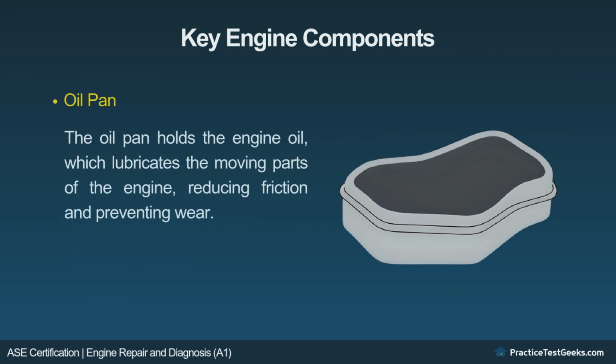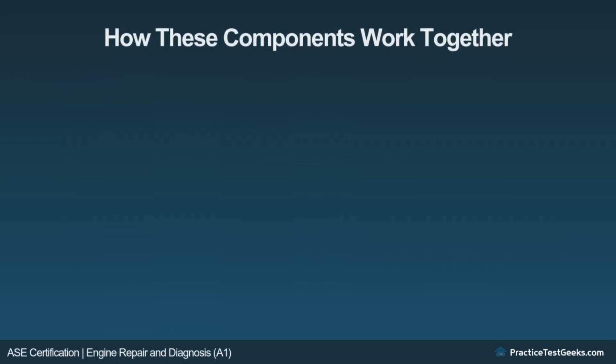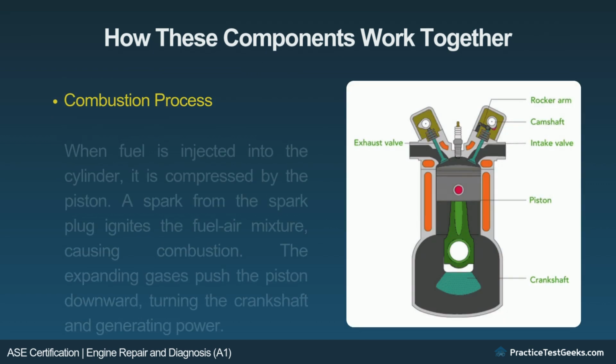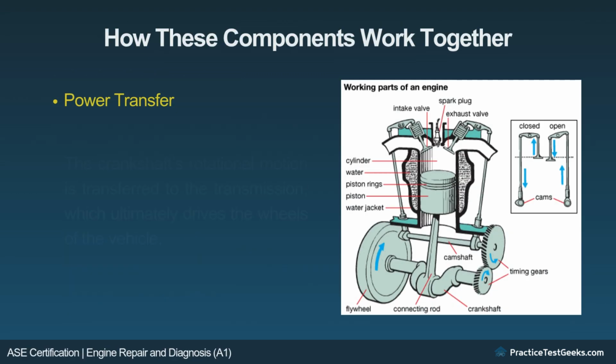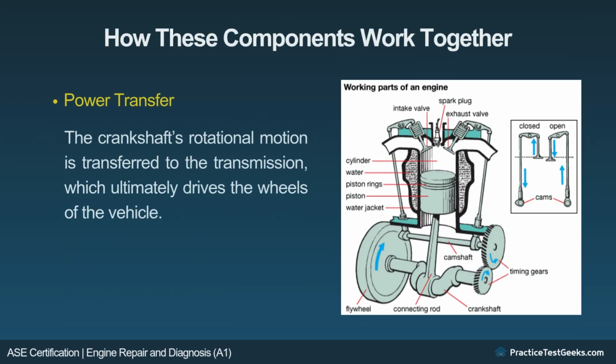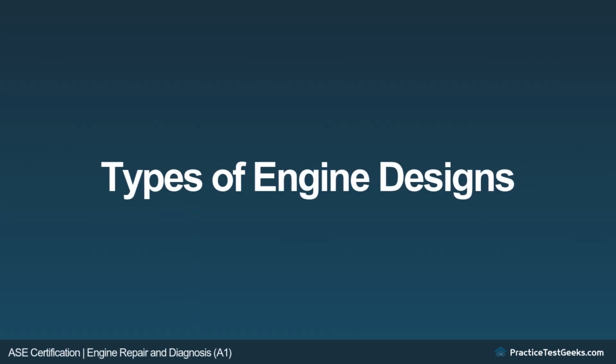Oil pan. The oil pan holds the engine oil, which lubricates the moving parts of the engine, reducing friction and preventing wear. How these components work together. Combustion process. When fuel is injected into the cylinder, it is compressed by the piston. A spark from the spark plug ignites the fuel-air mixture, causing combustion. The expanding gases push the piston downward, turning the crankshaft and generating power. Power transfer. The crankshaft's rotational motion is transferred to the transmission, which ultimately drives the wheels of the vehicle.